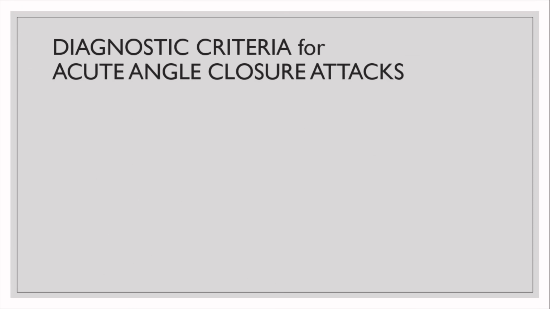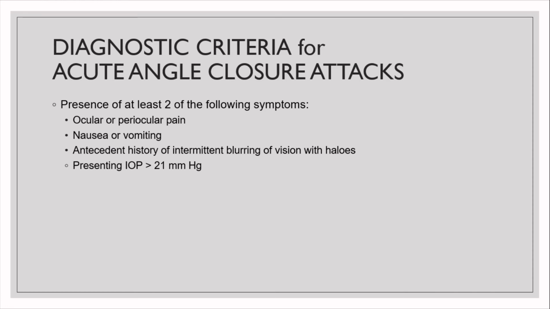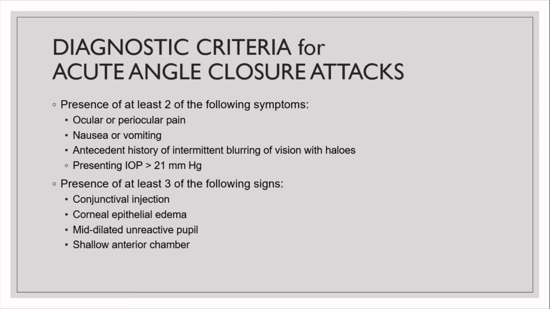So diagnostic criteria for acute angle closure attacks include the presence of at least 2 of the following symptoms: ocular or periocular pain, nausea and vomiting, an antecedent history of intermittent blurring of vision with halos, so these would be previous attacks basically, and a presenting intraocular pressure of more than 21 millimeters mercury. And also the presence of at least 3 of the following signs: conjunctival injection or eye redness, as mentioned earlier, corneal epithelial edema, a mid-dilated unreactive pupil, and a shallow anterior chamber.